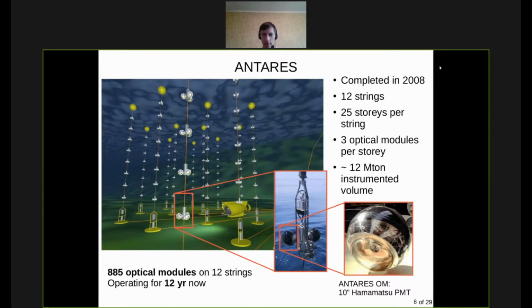So Antares, as I said, is a previous generation, and it has less than 1,000 optical modules. It has been in operation for 12 years, also producing many publications, unfortunately only upper limits on sources. It had 12 strings, 25 stories per string, and 3 optical modules per story. Each module had a 10-inch Hamamatsu PMT inside. And this is still in operation.